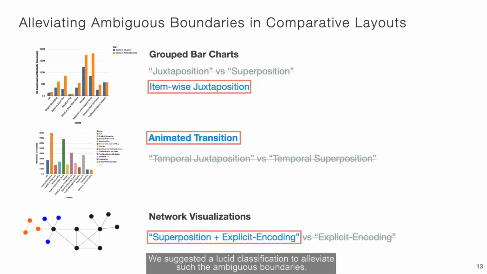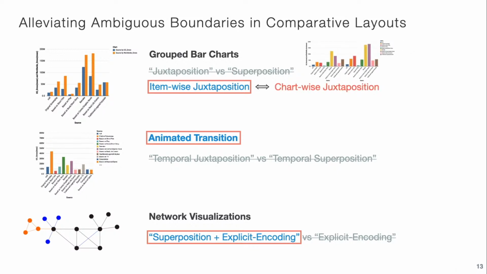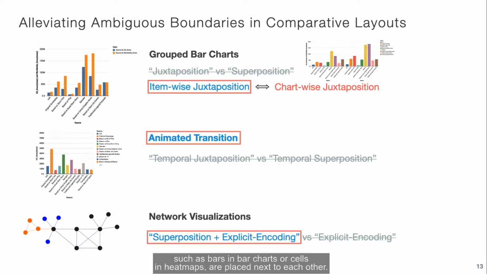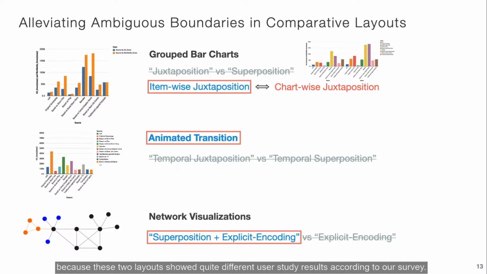We suggested a lucid classification to eliminate the ambiguous boundaries. For example, we proposed to use an item-wise juxtaposition to differentiate it from chart-wise juxtaposition. We call it item-wise juxtaposition if visual elements, such as bars in bar charts or cells in heat maps, are placed next to each other. This separation of item-wise and chart-wise juxtaposition can be especially useful in discussing their effectiveness, because these two layouts showed quite different user study results according to our survey.